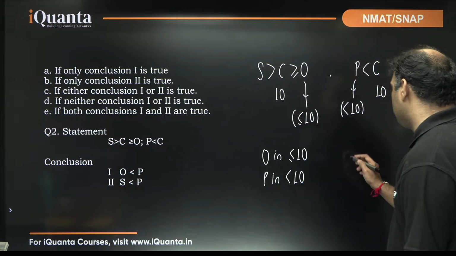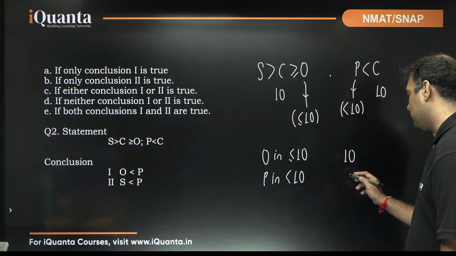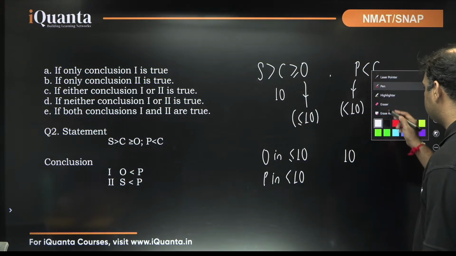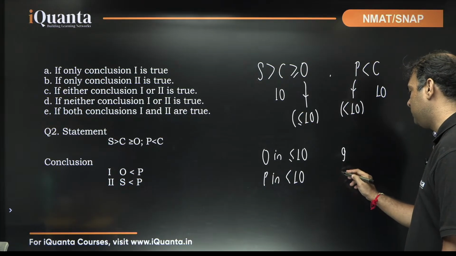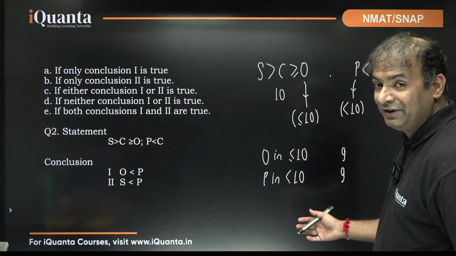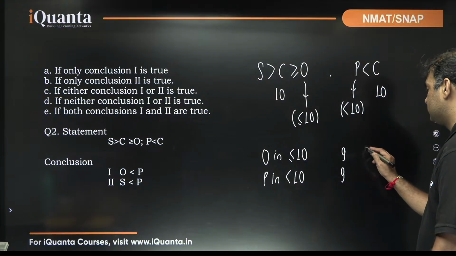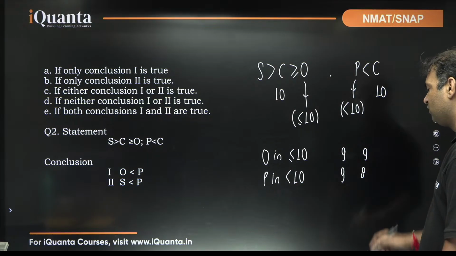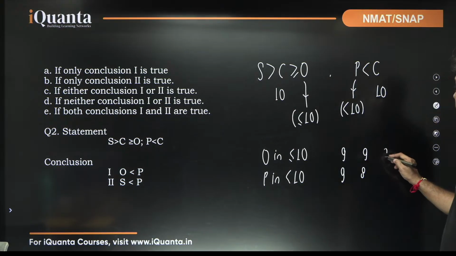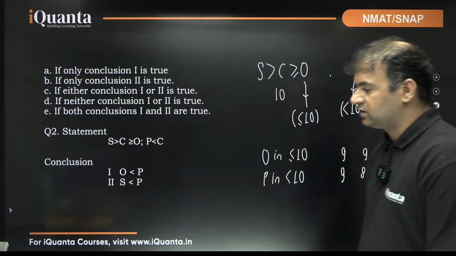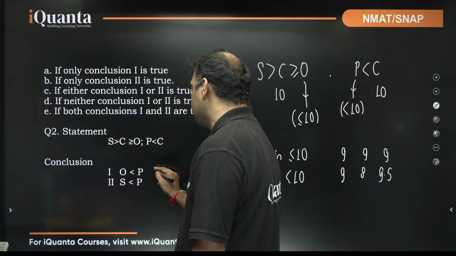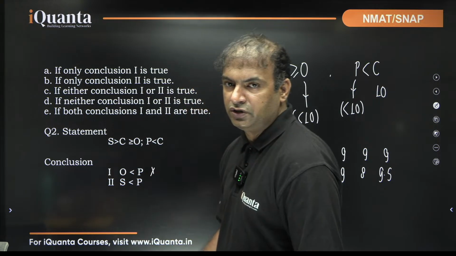See, let's say if O is 10 and P is not 10, then equal to will not be obtained. Let's say O is 9 and P is also 9, they both will be equal to each other. Let's say O is 9 and P is 8, then O will be greater than P. Let's say O is 9 and P is 9.5, then O will be less than P. So all the three relations exist between O and P. That's why this conclusion is just not true, right?